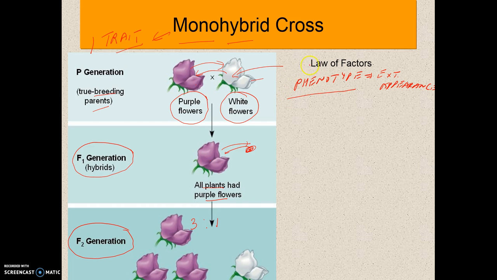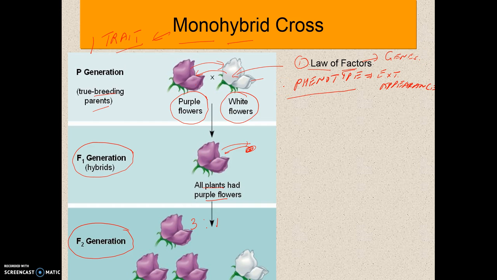So this first law was the law of factors. That's number 1. He said something is being passed from the parent to the next generation that controls the trait, the phenotype, and this something that is passed, he called factors. Of course, today we know it as genes, right?